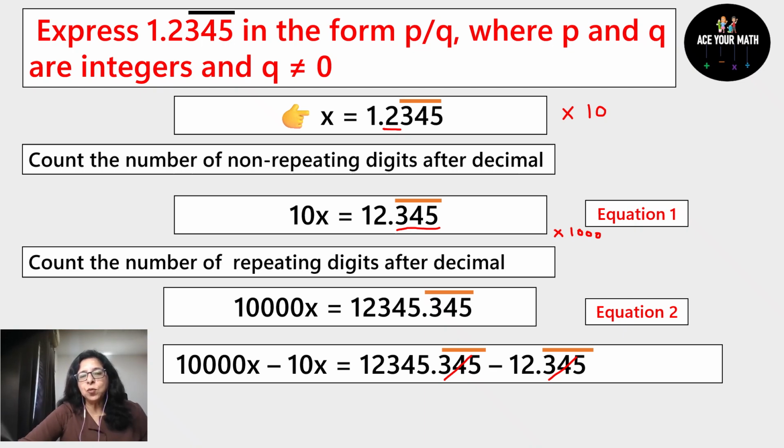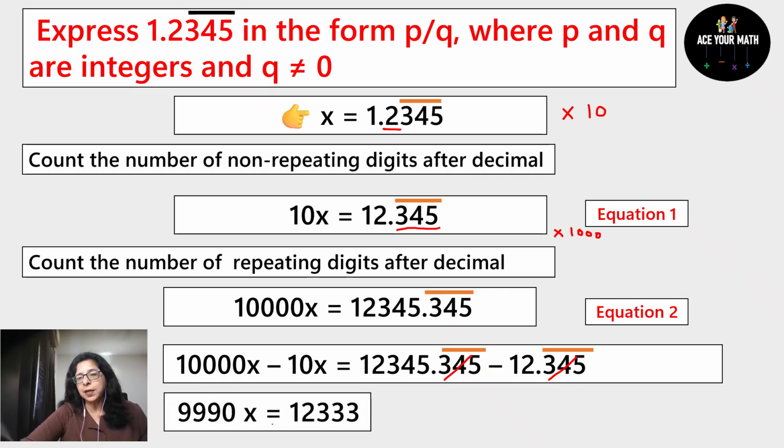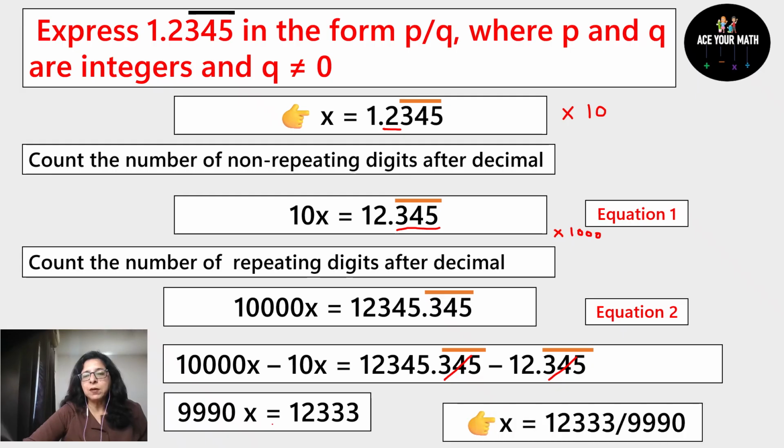Okay. So when you complete the subtraction, what do you get? On the left hand side, you will get 9,990x equals, on the right hand side, you will get 12,333. We need to find the value of x. So what is x here? x is 12,333 over 9,990.